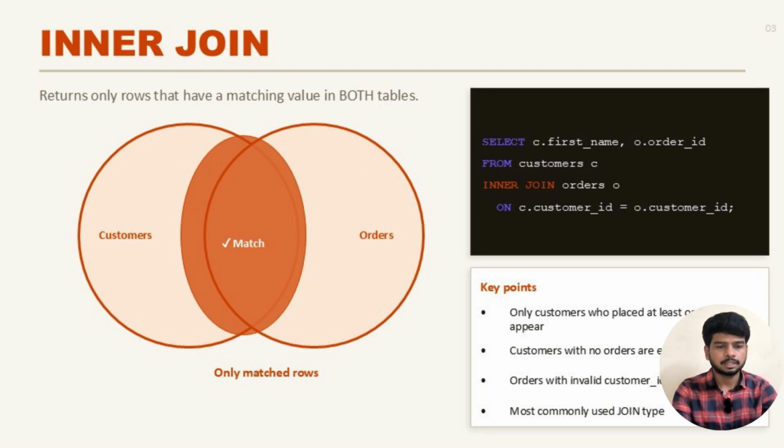Let's focus on three things here. The first one: we give each table an alias. Customers as C, orders as O. This keeps our query clean, and every time we refer to a column, we say which table it comes from. So C dot first name, not just first name. We need to precisely tell which table we are focusing on.